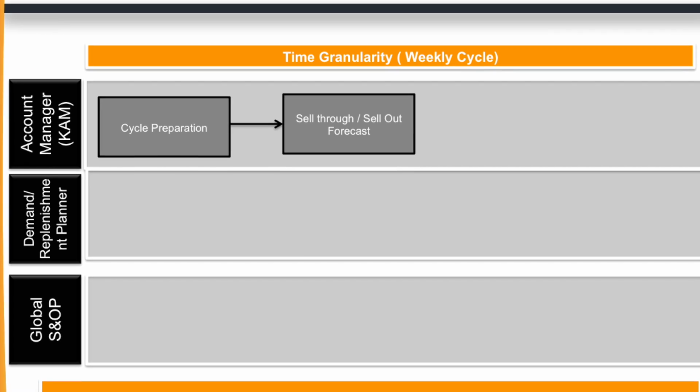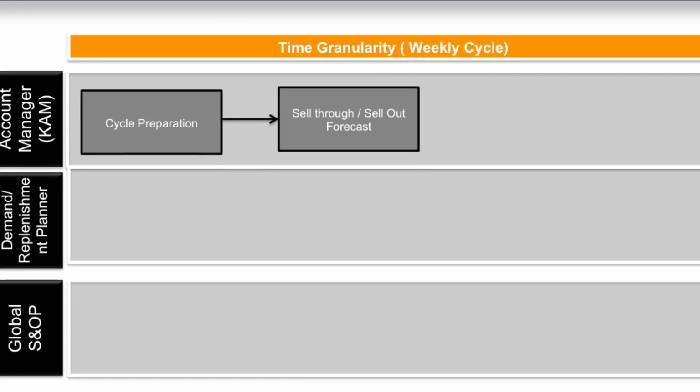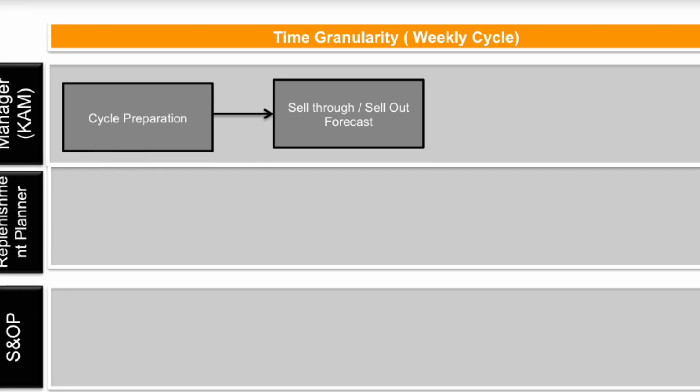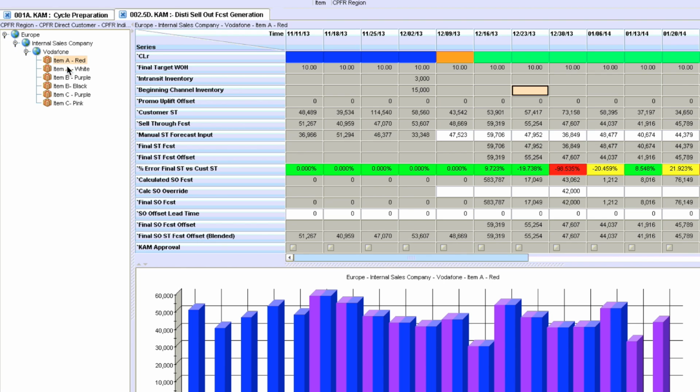Now let's move to the next step of the process, which is to calculate sell-through forecast. This is Sell-Through Forecast Worksheet, which has the primary purpose to create and generate the sell-through forecast based on POS data. It also compares it with customer forecast if they also provide the sell-through forecast.